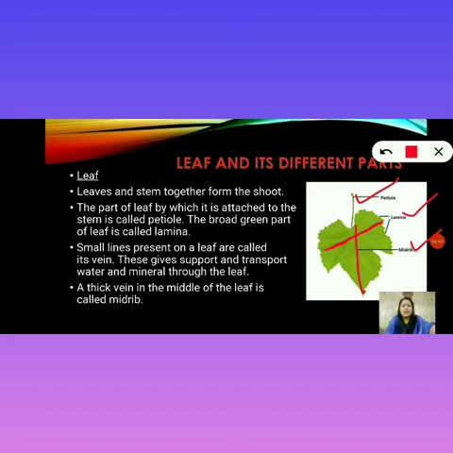Then the small lines present on a leaf are called its veins. These veins perform a specific function: they give support and transport water and minerals through the leaf. And the thick vein in the middle of the leaf is called the midrib. Children, let's look at one example of a leaf and try to understand its different parts.